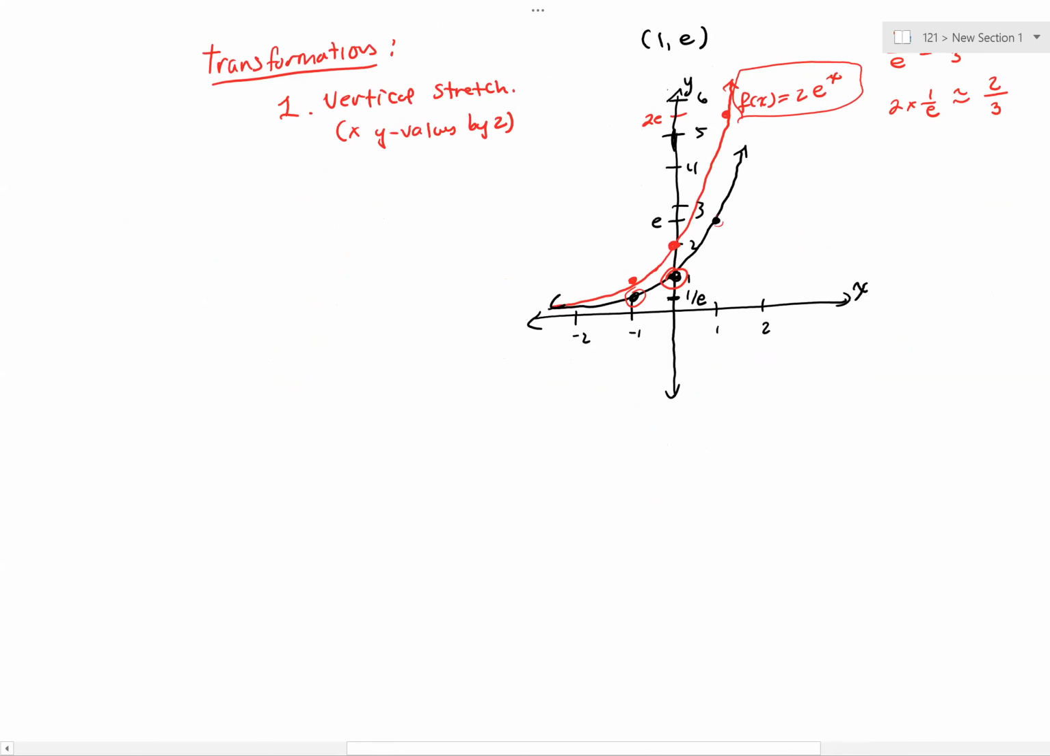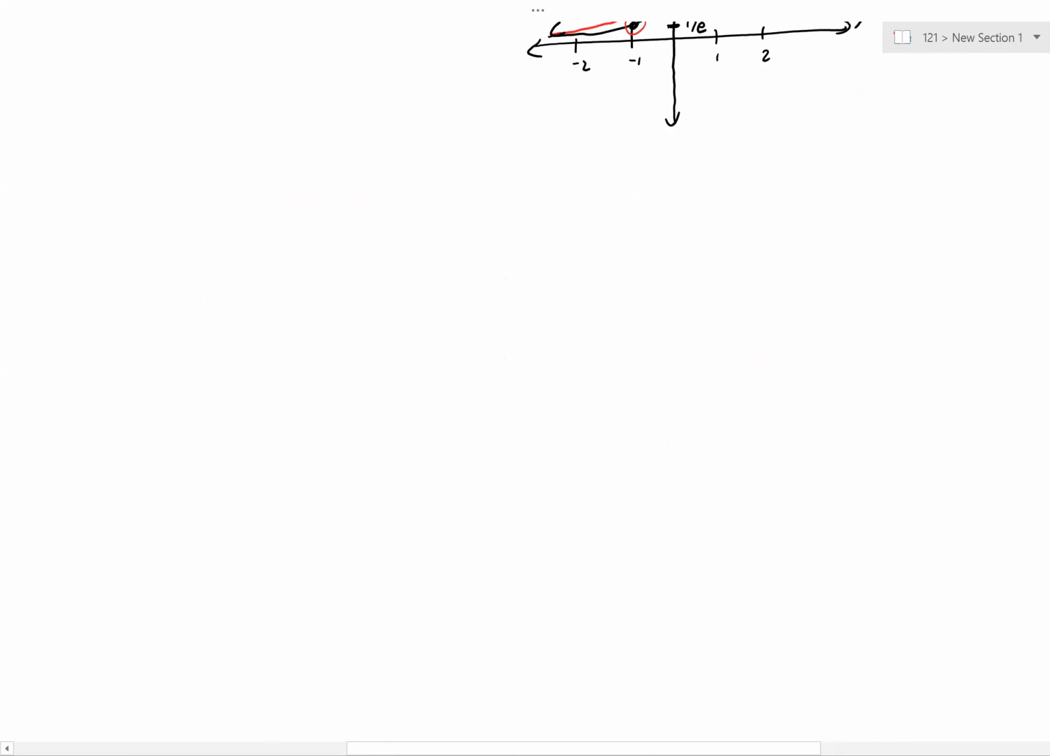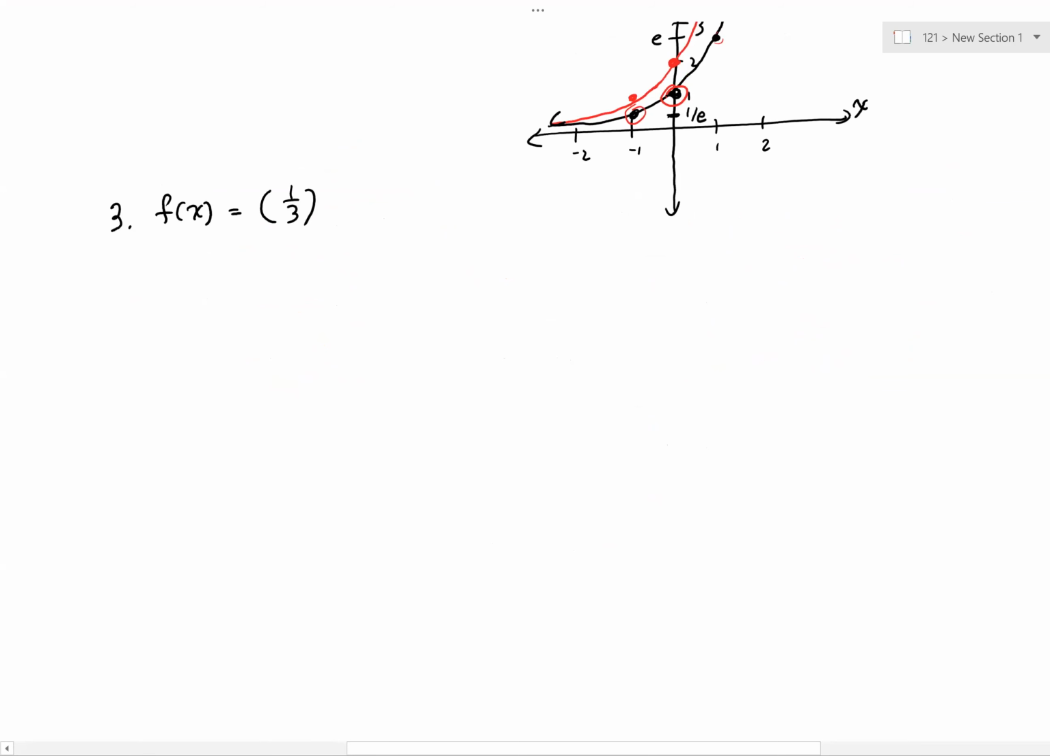All right, so let's move on to example 3. The next two functions have 2 transformations in them, so we just have to make sure we're doing stuff in the right order. So for f of x is equal to 1/3 to the x plus 2, minus 3.